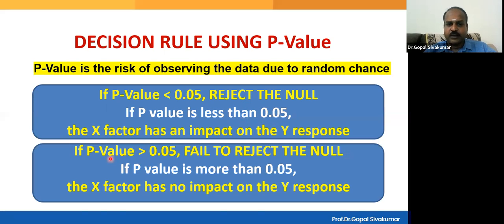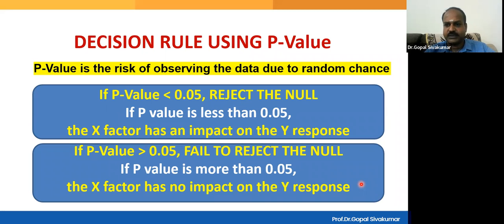Coming to the other side, when your p-value is more than 5%, that is more than 0.05, then you have failed to reject the null. When you fail to reject the null, it is as good as accepting the null. So if p-value is more than 0.05, you need to proceed with the null. Then what is your null? X factor has no impact on the Y variable, because the null hypothesis is always a statement of no impact. This is how we make use of the p-value to take decisions on our null hypothesis.